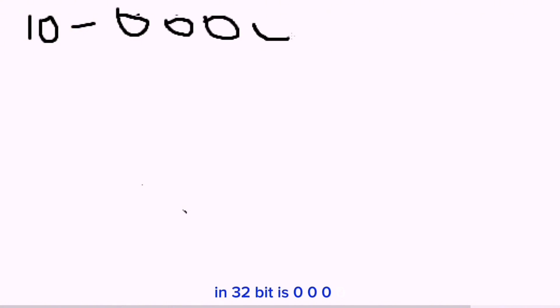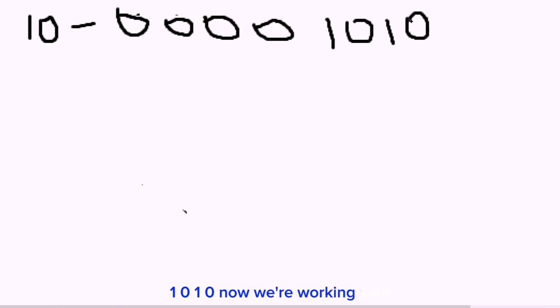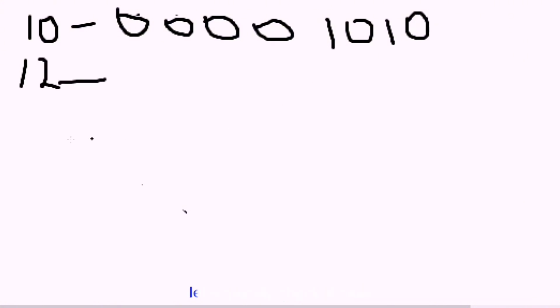Now, assuming we have 10, this is in decimal form. The binary form of this, as we said, in 32 bits is 0, 0, 0, 0, 1, 0, 1, 0. Now, when working with AND, this might not be very important. So, for 12, the binary form for 12 is, let's quickly check it here.